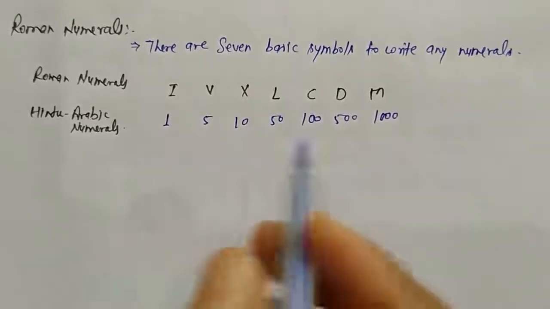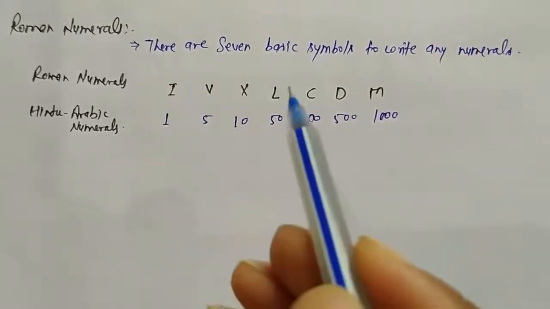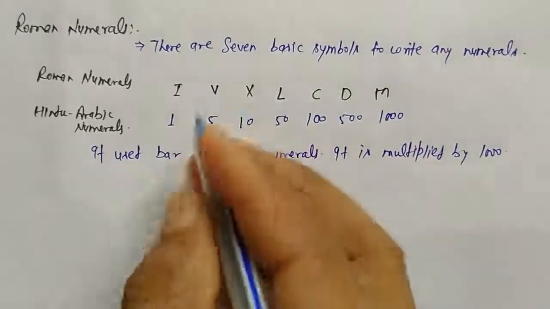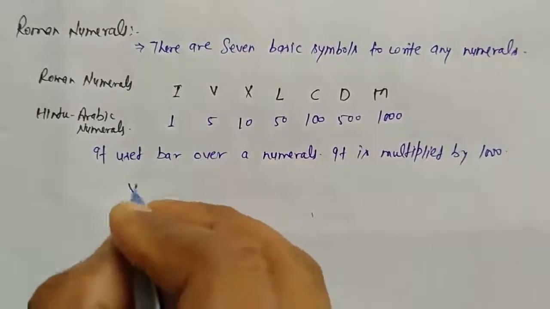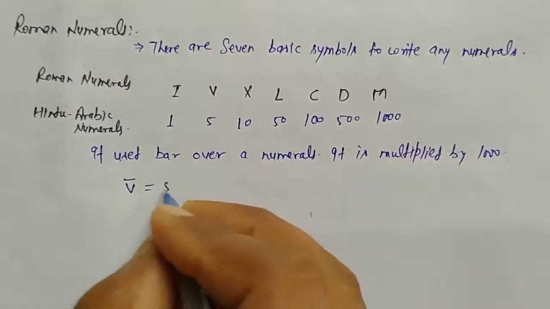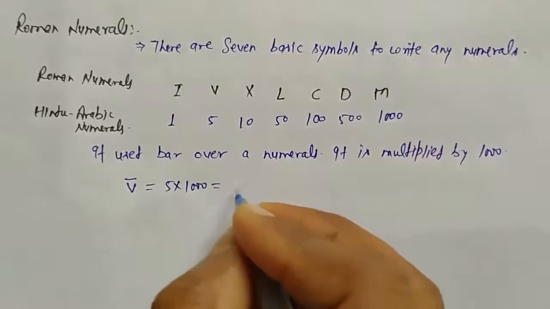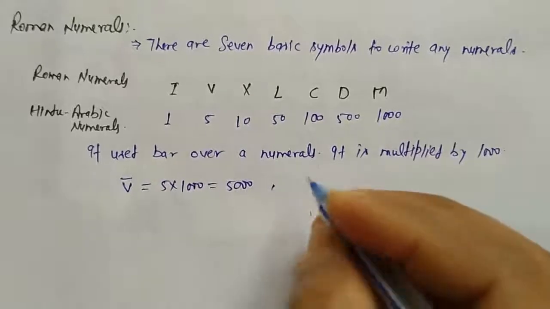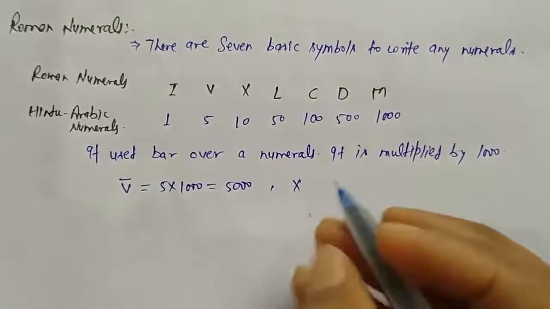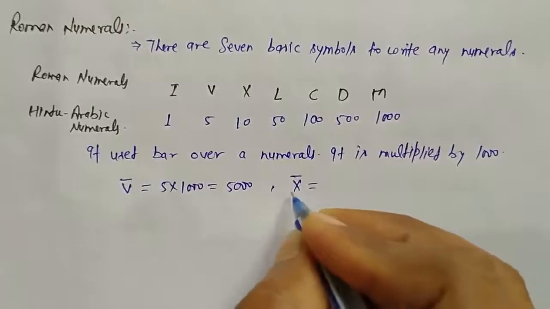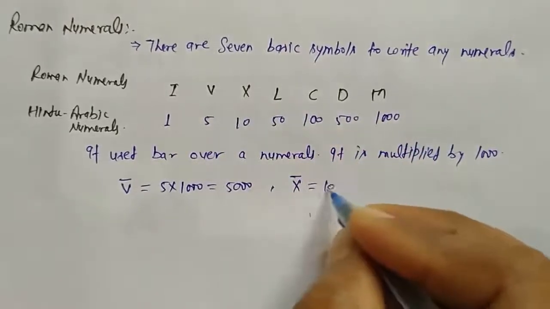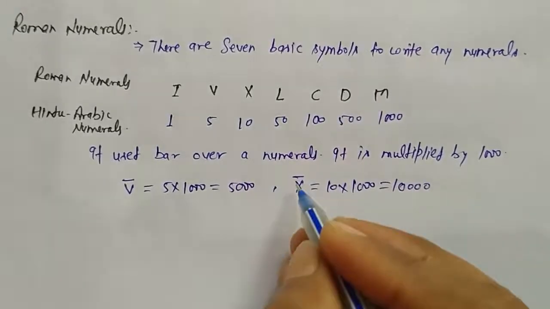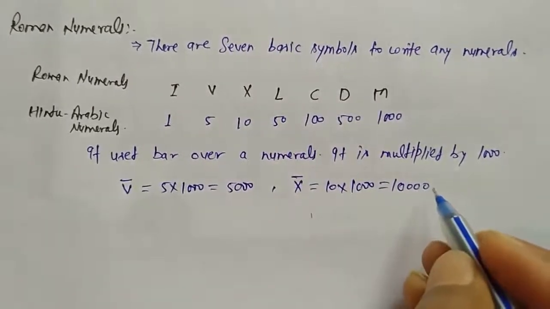If we use a bar on those symbols, that means the numeral is multiplied by 1000. Suppose V bar: V means 5 and the bar means multiplied by 1000, so that is 5000. Next, X bar: X means 10, 10 multiplied by 1000 is 10,000. So X bar is the symbol of 10,000.